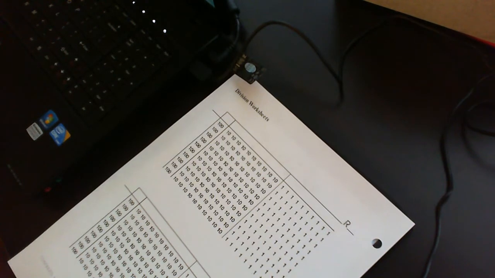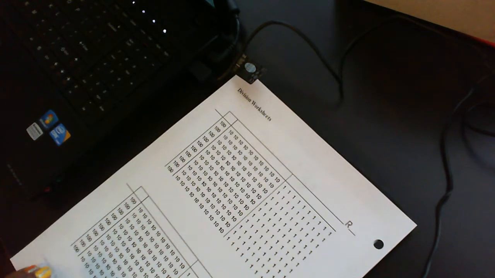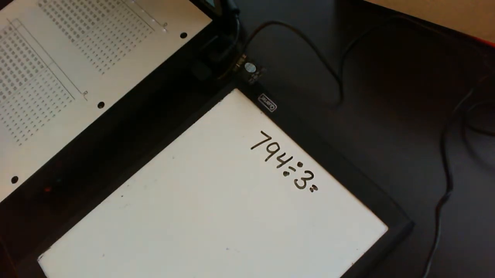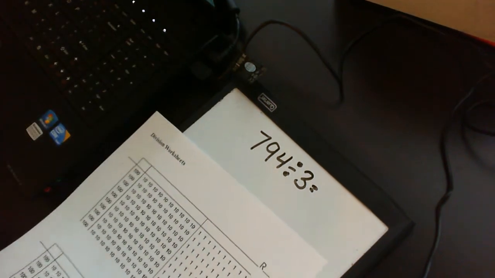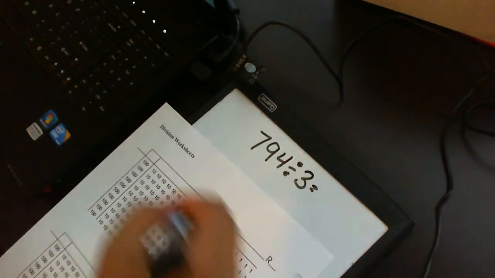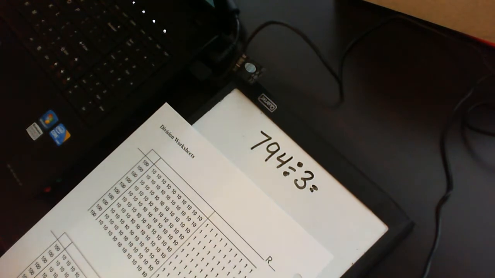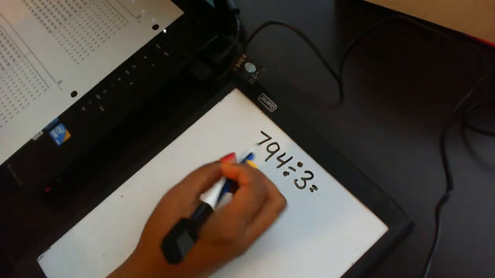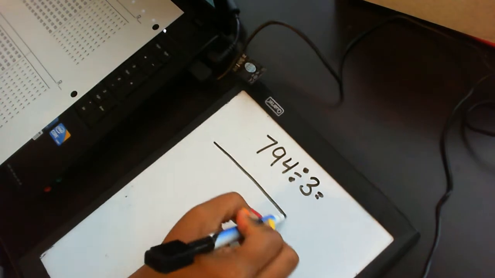But I just want to show you an option that you have that will still help you if you're struggling with division. So let's look at this problem. We have 794 divided by 3. Now if you look at the top of this worksheet, you see a line and then 4 columns. So that's what I'm going to draw on my paper. I'm going to draw a line.